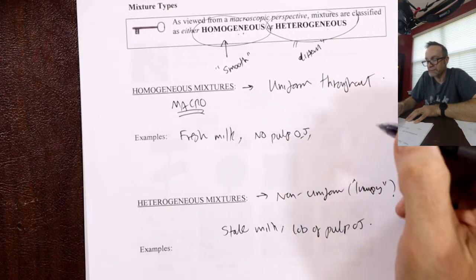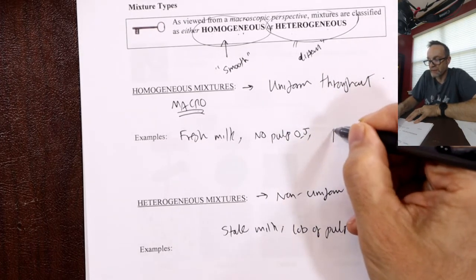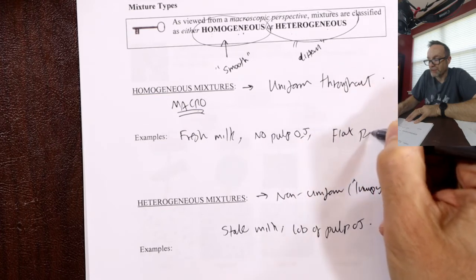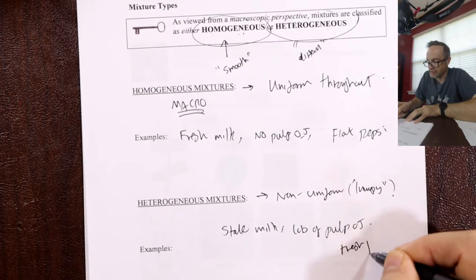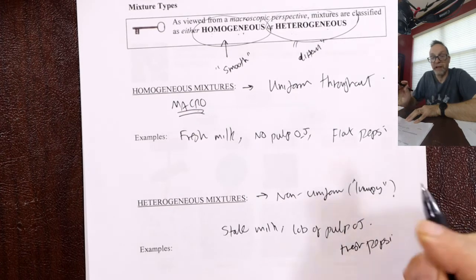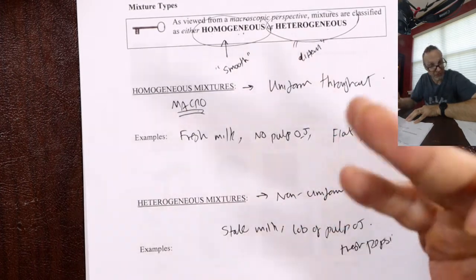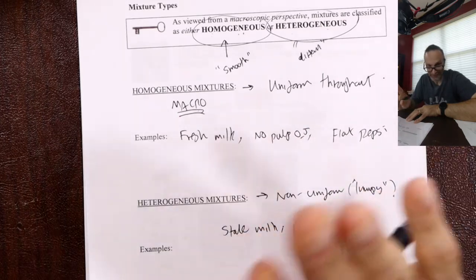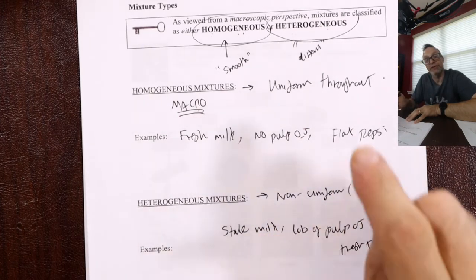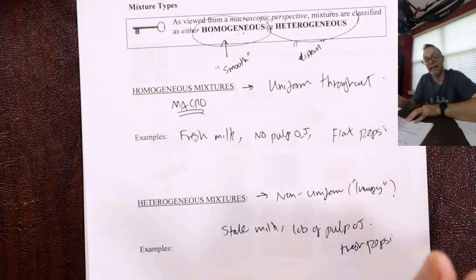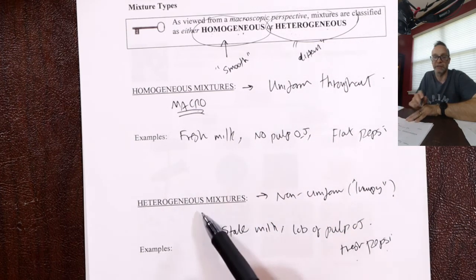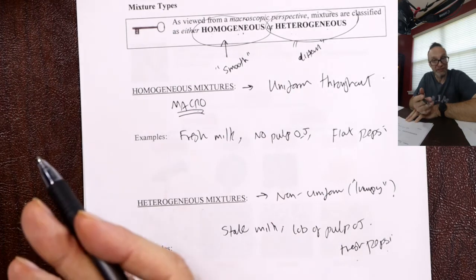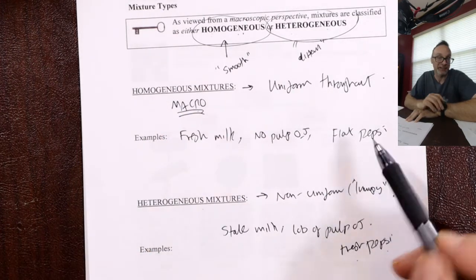Finally, let's think about flat Pepsi versus fresh Pepsi. When I have fresh Pepsi, I have lots of bubbles, right? Now, when I say lumpy, that doesn't mean it has to be solid and liquid, it just tells you it's a whole different phase, right? So I can have gas and liquid rather than solid and liquid. So fresh Pepsi with lots of bubbles is heterogeneous. Stale Pepsi or flat Pepsi is homogeneous.